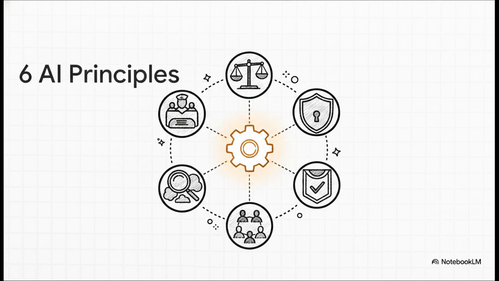Then we have privacy and security, locking down user data. Inclusiveness ensures the tech empowers everyone, including those with disabilities. Transparency means users actually understand how the AI is making its decisions. And finally, accountability, maintaining that humans must always take ultimate responsibility for an AI's actions.